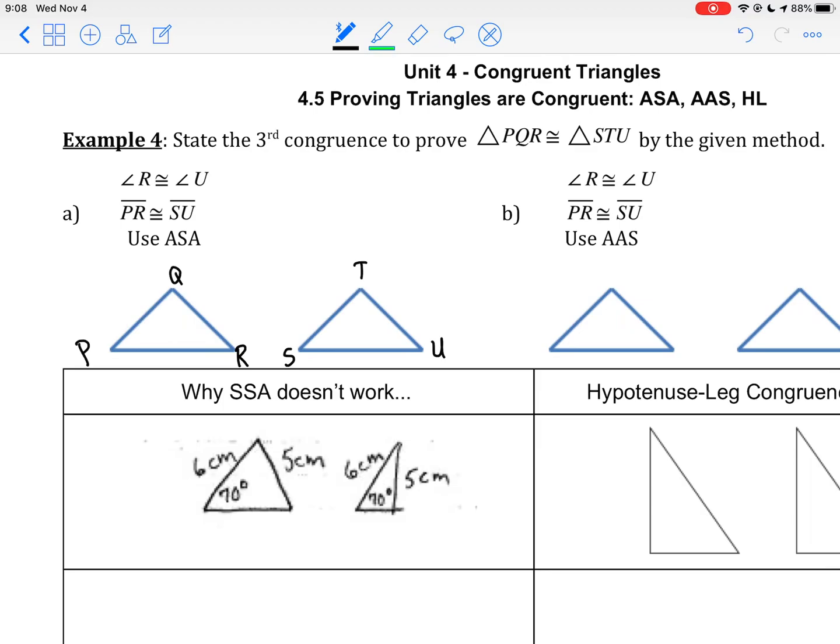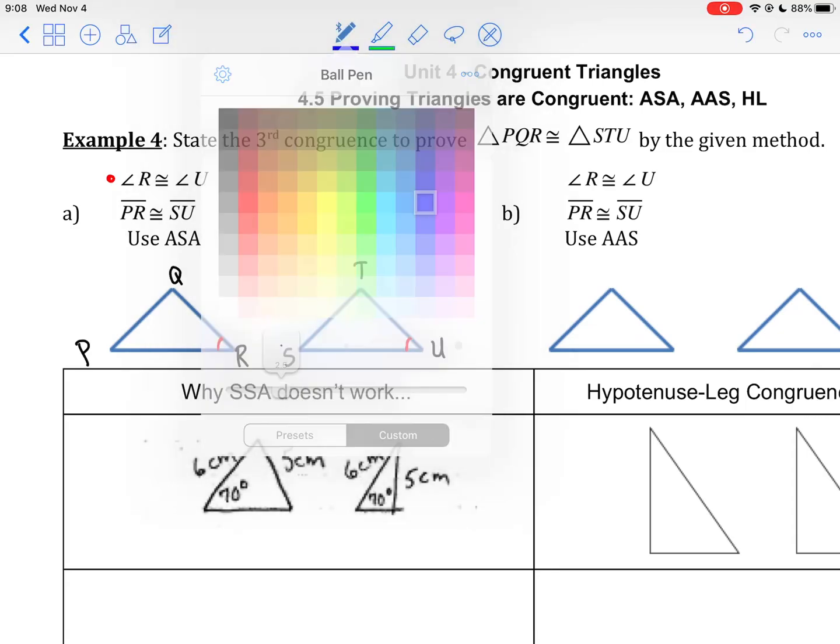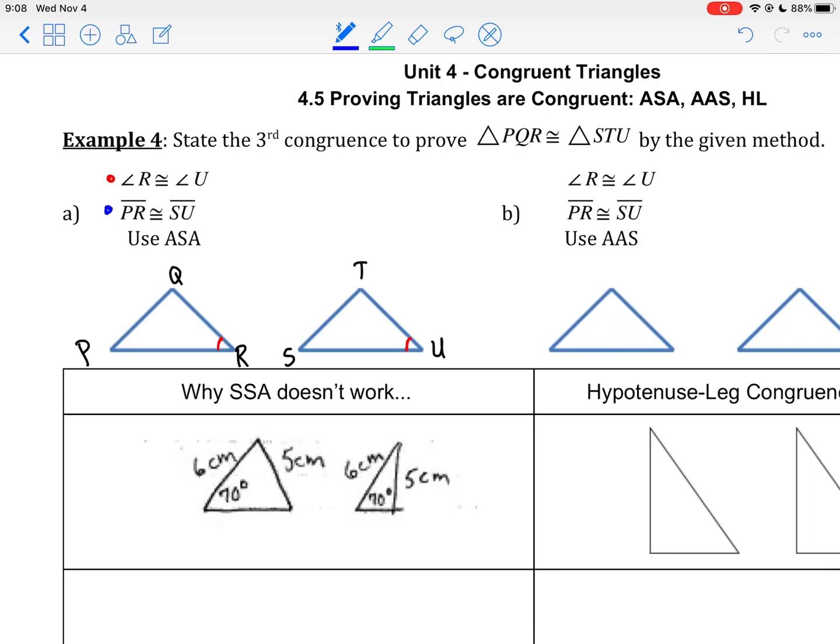So I just want to label my triangles, and then I'm going to mark the congruence statements that were given. So the first thing I was told was that angle R is congruent to angle U for this first set. So R is congruent to U. And I was given that PR, the segment, is congruent to SU.